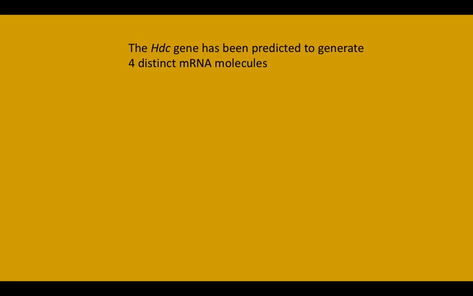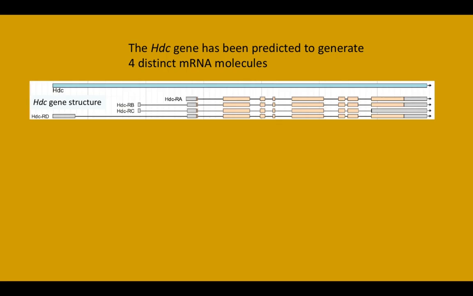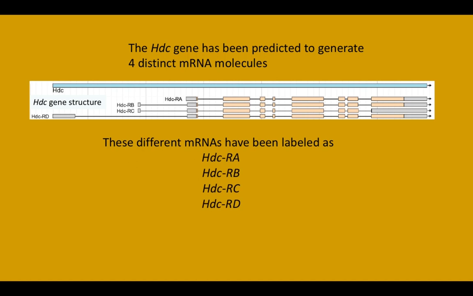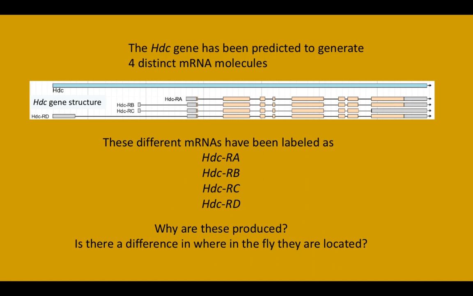The HDC gene has been predicted to generate 4 distinct mRNA molecules. The blue bar at the top of the figure represents the HDC gene region. Beneath it are the 4 mRNA molecules generated, each with different transcripts. We can label these mRNAs as HDCRA, HDCRB, HDCRC, and HDCRD. These transcripts are regulated in the nucleus where transcription occurs. So now we ask, why are these mRNA transcripts produced, and is there a difference in where in the fly they are located?